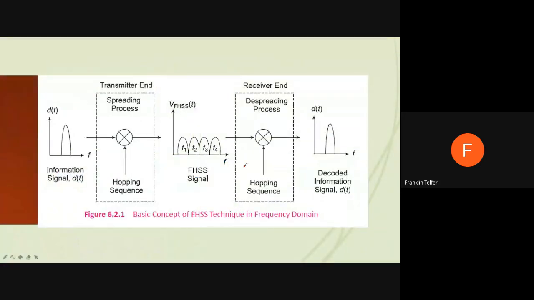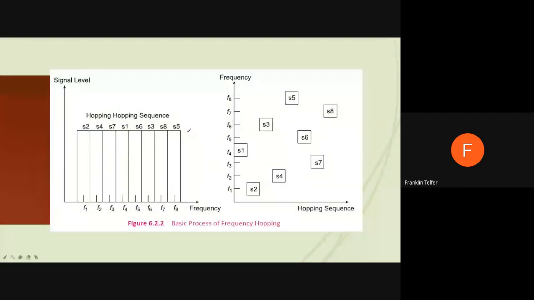It's just a small demo of what you have seen. The information signal is there, spreading is done, and the FHSS signal is given in different frequency slots. Then de-spreading is done, and the decoded information is obtained, which should be similar to the original. This can be taken as signal level versus frequency. You can plot it for different users, S1 and so on. The hopping sequence can be taken with respect to users, and you can see what you have drawn there. So this is a basic hopping process.